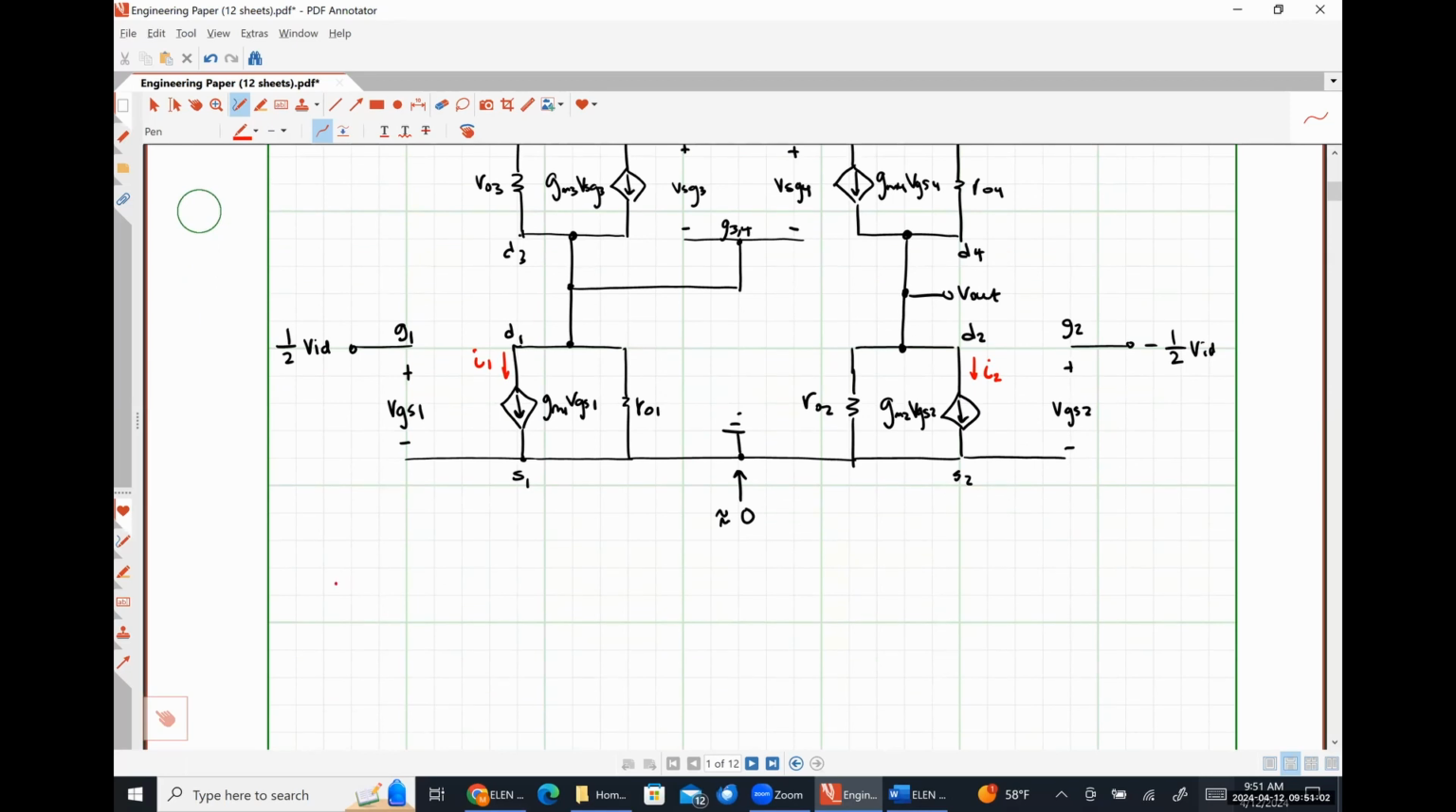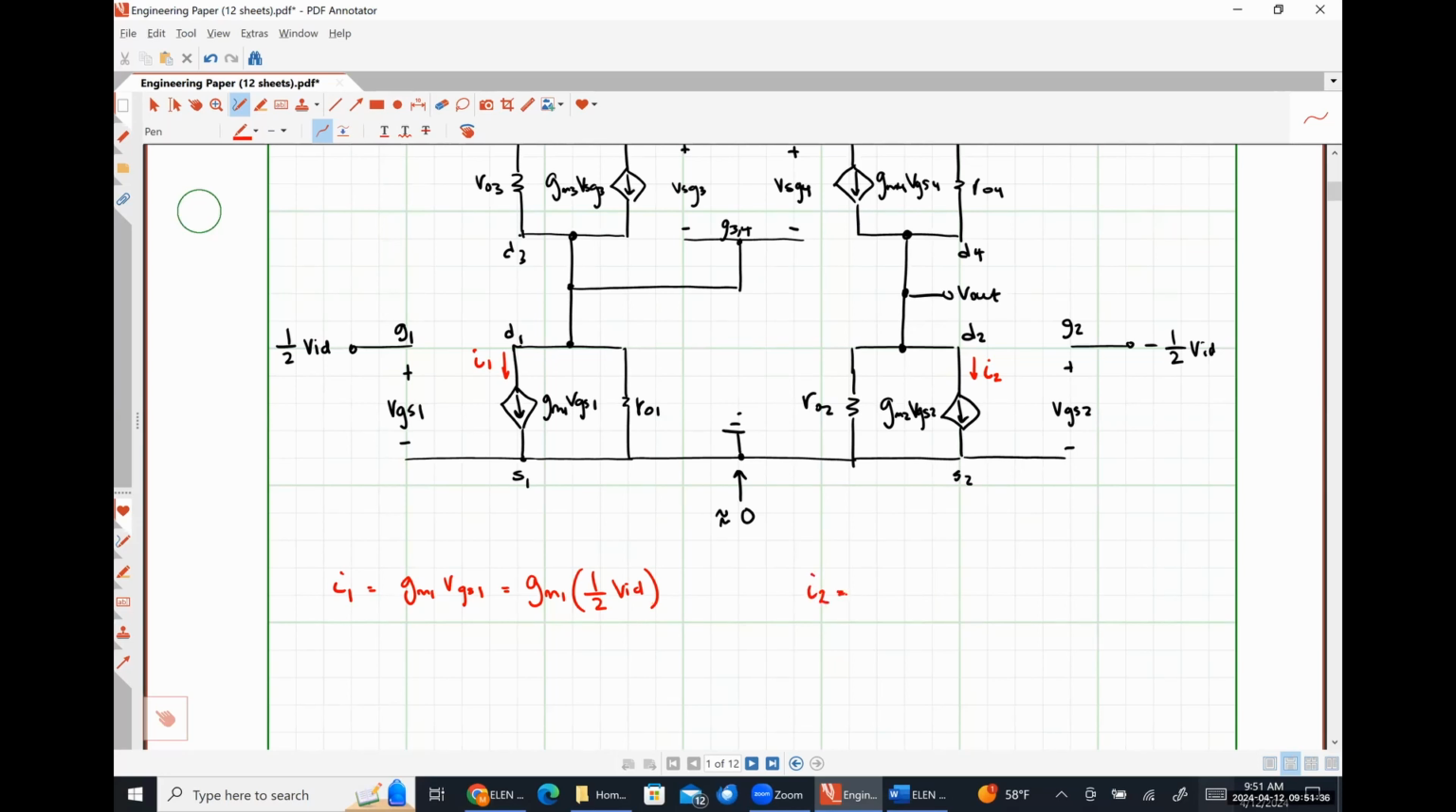So our small signal current I1 is just GM1 VGS1. And by inspection, the voltage VGS1 is nothing more than 1/2 of VID if we're treating node X as if it were ground, right? So this is going to look like GM1 times 1/2 VID.